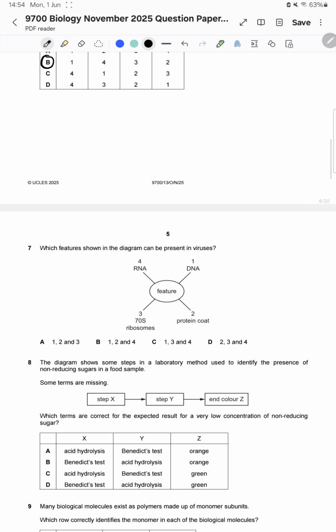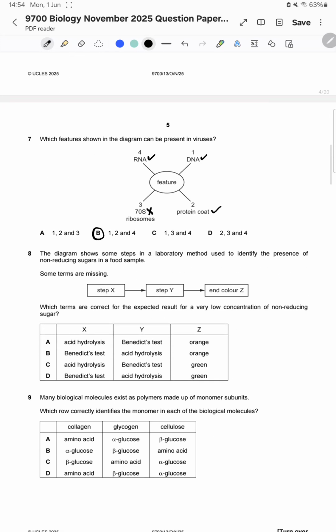Alright, next one says which feature shown in the diagram can be present in viruses, right? So it's pretty much clear. 70S ribosomes are absent in viruses. DNA can be there, RNA can be there, and protein coat can be there. So these 3 things, 1, 2 and 4, can be there. So B should be your answer.